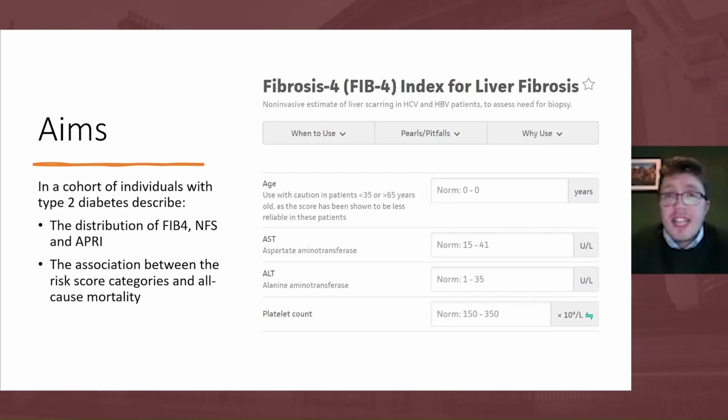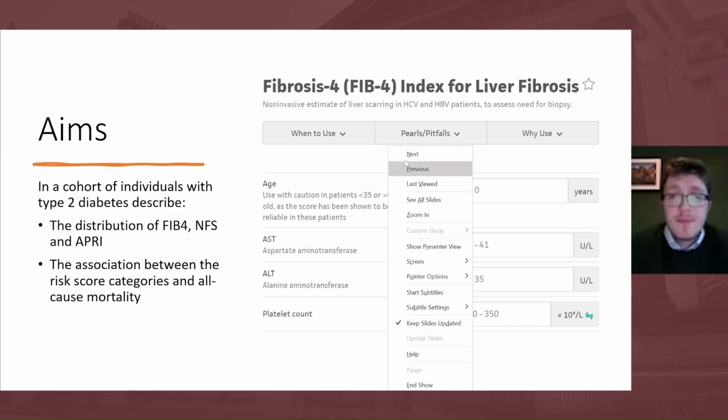Here you can see on the right hand side the variables that are used in the FIB4 test: age, liver enzymes, and platelet count. And the other scores that we studied, the NAFLD fibrosis score and the APRI score, use similar biochemical and clinical variables. So what we wished to do was, in a cohort of individuals with type 2 diabetes, describe the distribution of these scores and their association with all-cause mortality.